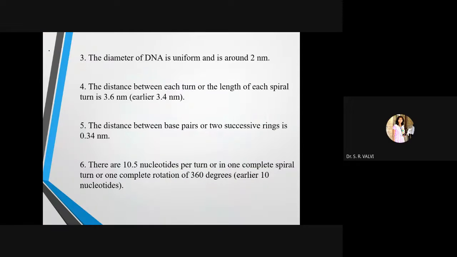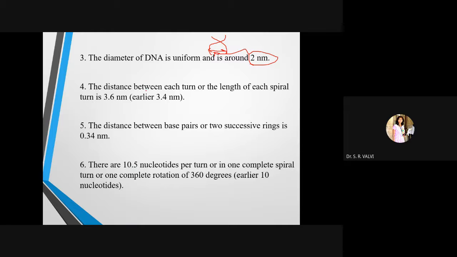Next, the diameter of the DNA is uniform, around 2 nanometer. So the diameter of these two strands is 2 nanometer.